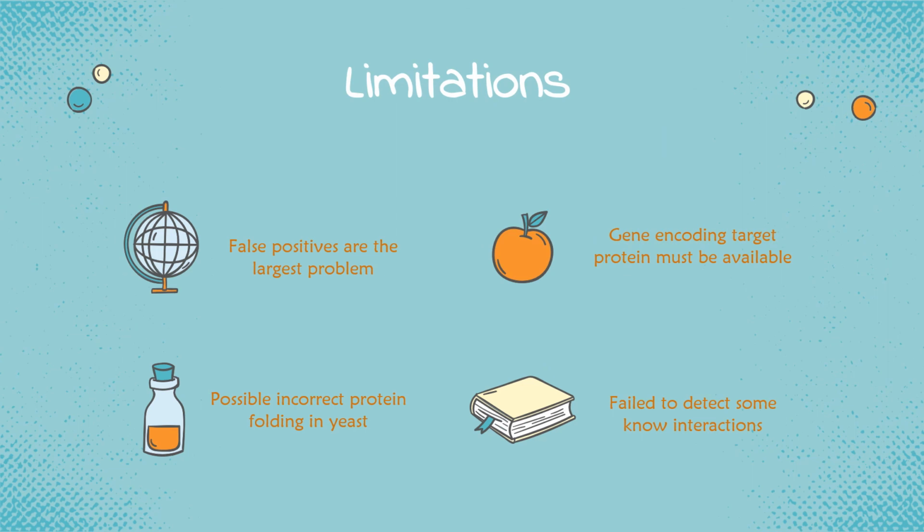There are four limitations in this two-hybrid system. First, the largest problem is false positives. This can be caused by the ability of bait to induce transcription without interaction with the prey. Second, possible incorrect protein folding in yeast. Third, the gene encoding the target protein must be available. And lastly, failure to detect some interactions.